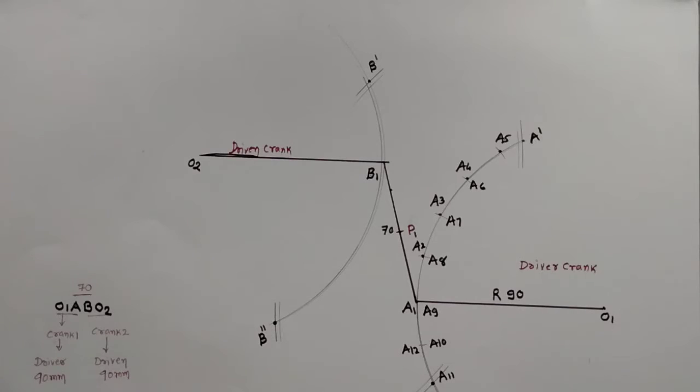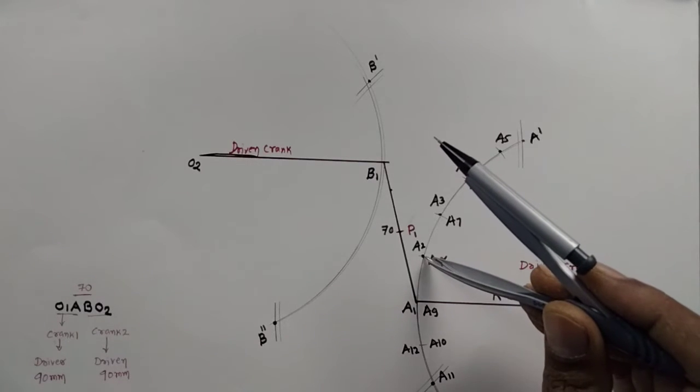A1, we draw the arc on B oscillating parts. We get the B1. We join the A1 B1. On A1 B1, we mark the P point. Similarly, we can do the exercise for A2.